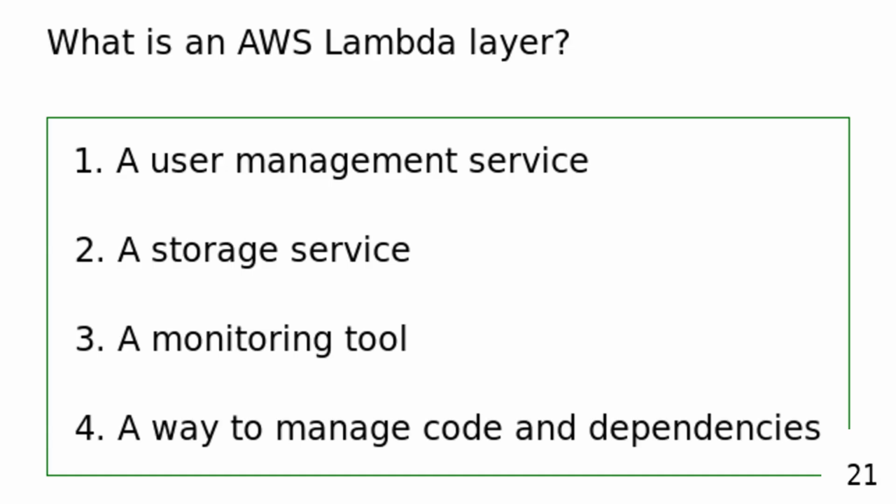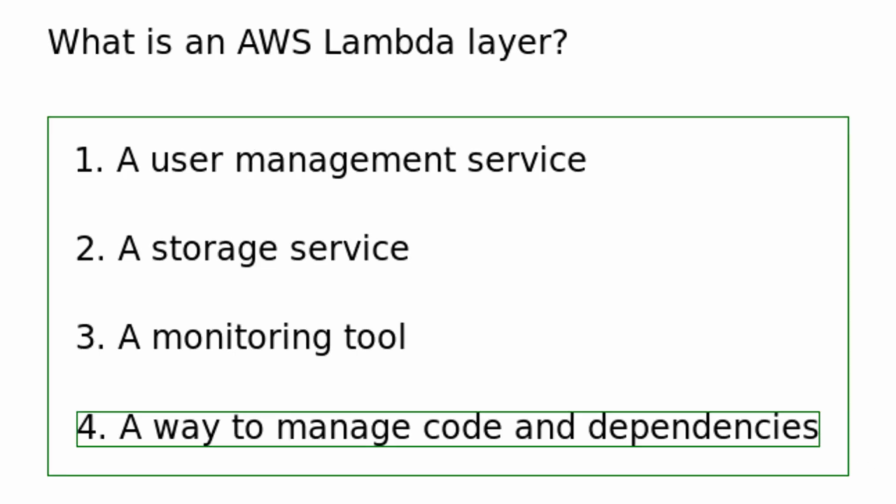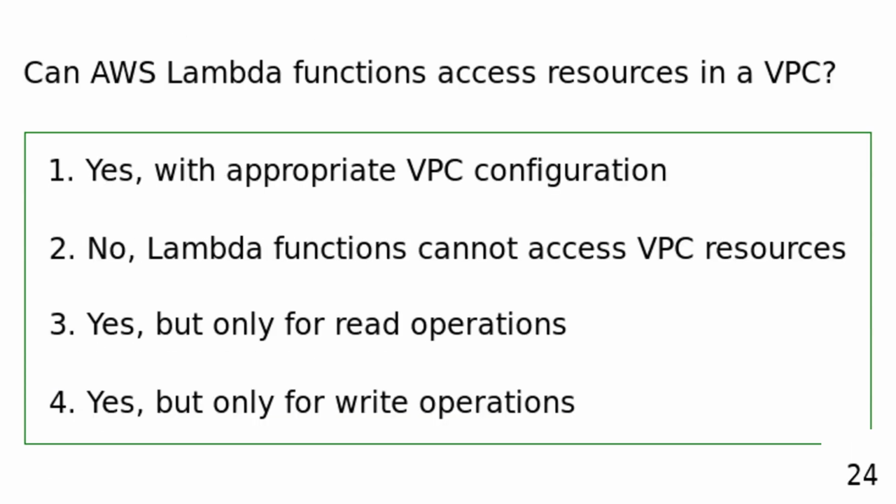A user management service. A storage service. A monitoring tool. A way to manage code and dependencies. An AWS Lambda layer is a distribution mechanism for libraries, custom runtimes, and other dependencies that you can use with your Lambda functions. Can AWS Lambda functions access resources in a VPC?